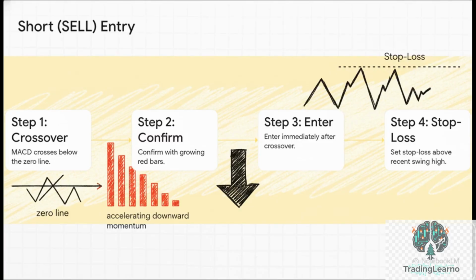And for a short entry, a sell, the logic is just a mirror image. You're waiting for the MACD to cross below that zero line. You want to see those red bars start to get bigger, confirming that downward momentum is building. Then you enter, and you place your stop loss just above the recent high to protect yourself.